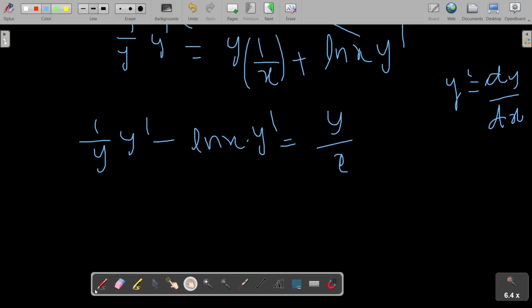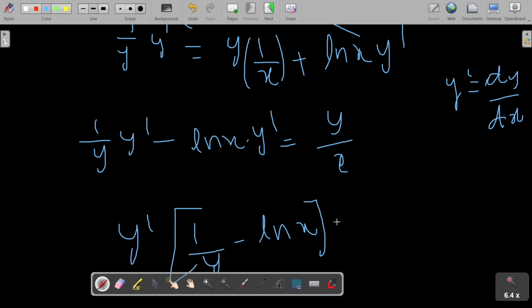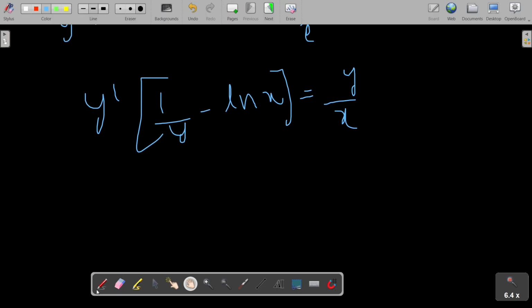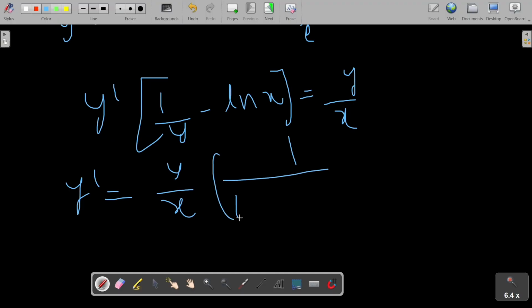If I take common y prime, I am left with 1 over y minus ln x is equal to y over x. I cannot simplify this thing, and I divide by this term on both sides. I can get y over x times 1 over 1 over y minus ln x.